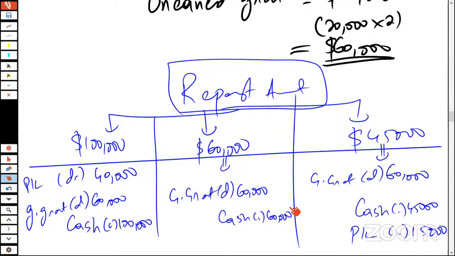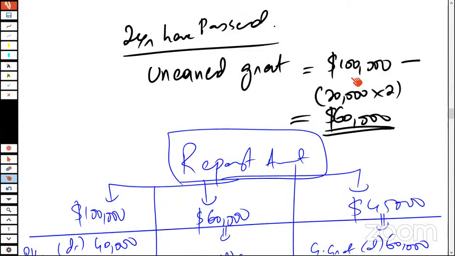Okay, Ademola, when you ask what is unearned grant, you see 100,000 was the grant that you received, and it was supposed to be earned over a period of 5 years. What actually happens is only 2 years have passed. That means 60,000 is unearned grant.